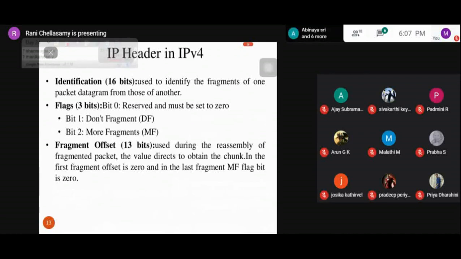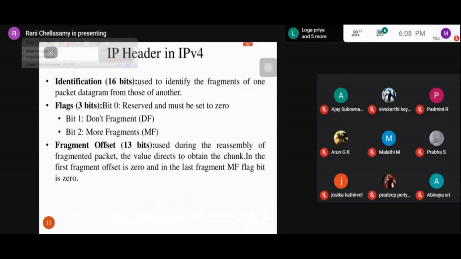Coming to the fragment offset, it occupies 13 bits. This fragment offset is used at the time of reassembly of the fragmented packets at the destination. This value directs how to obtain the chunk. A chunk means a group of fragmented packets. In the first fragment, the offset is 0. And in the last fragment, MF is not set; MF means more fragments are there.